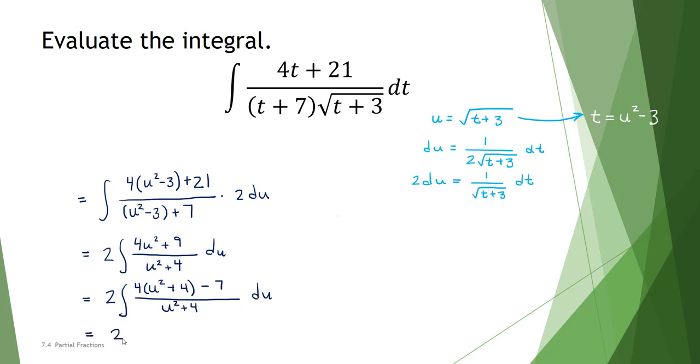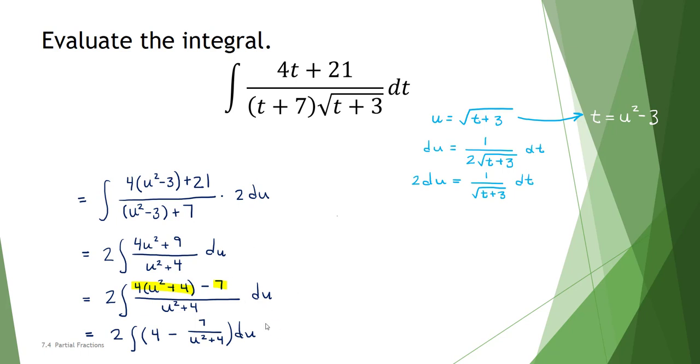Now, the advantage to writing our integrand in this way is that I can take each of these two large terms on the top and divide them each by u squared plus 4. When I divide the first term, the u squared plus 4 cancels, so I have 4, and then minus 7 over u squared plus 4. However you get from this step to this step, I don't care. You can rewrite it the way I did, or you can use polynomial long division.